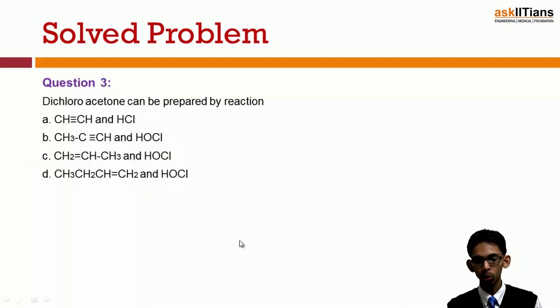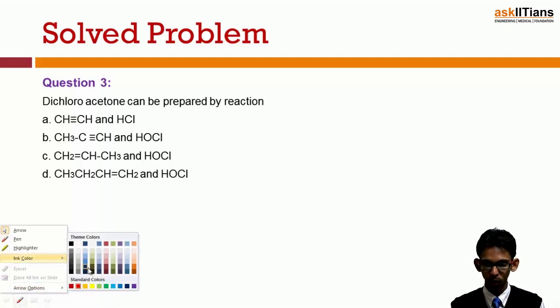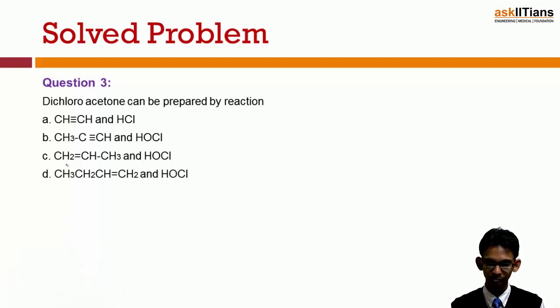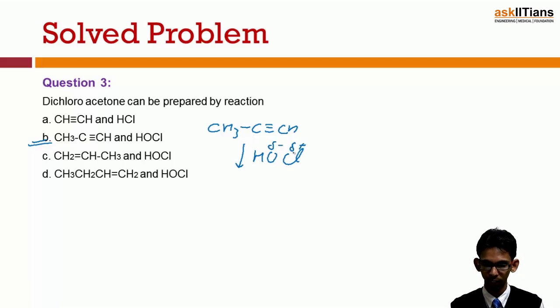Next is, dichloroacetone can be prepared by reaction. It is asking how can we prepare dichloroacetone. Let's have a look at this option. In this we are reacting CH3 C triple bond CH with HOCl. This is slightly negative, this is slightly positive.